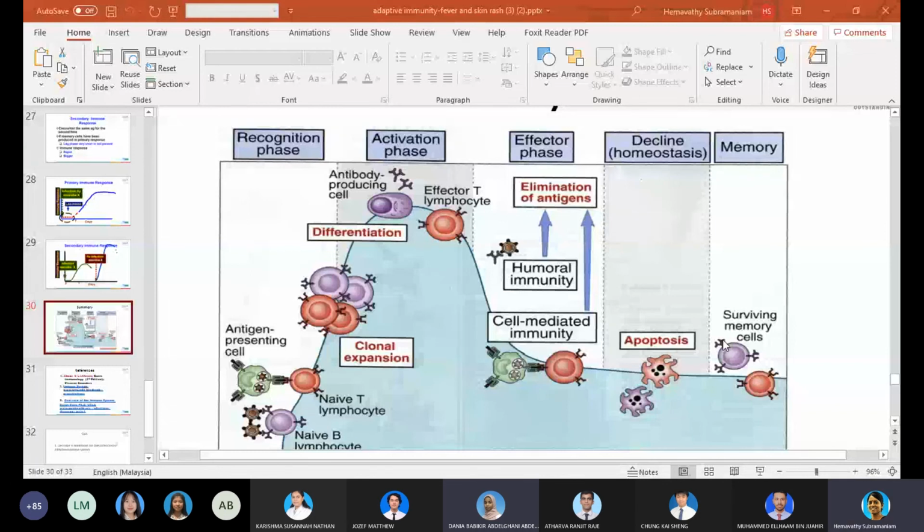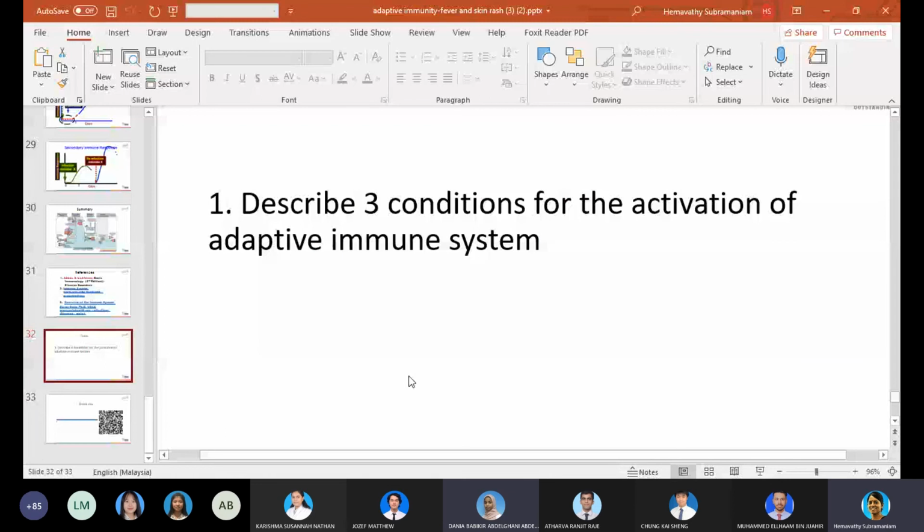Okay. Let's look at the quiz here. Describe the three conditions for the activation of the adaptive arm of the immune system. I know that you could scroll up and check your slides, but I would appreciate if you could do it spontaneously without referring back to the slides. Three conditions for the activation of the adaptive immune system.